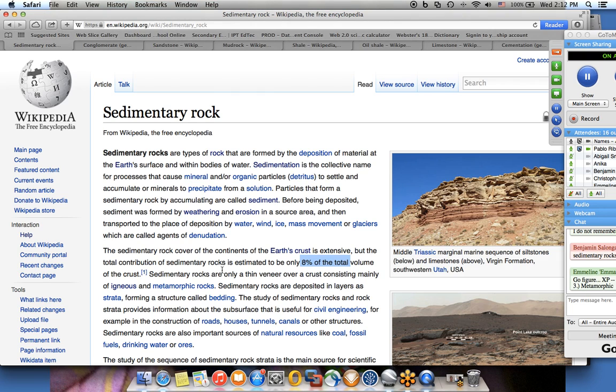Okay. So, and sedimentary, see here how it says, sedimentary rocks are only a thin veneer over a crust consisting mainly of igneous and metamorphic rocks. So, sedimentary rocks are formed from the erosion and then deposition and sedimentation of igneous and metamorphic rocks. Yes.